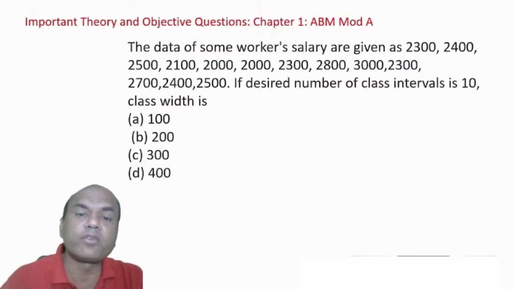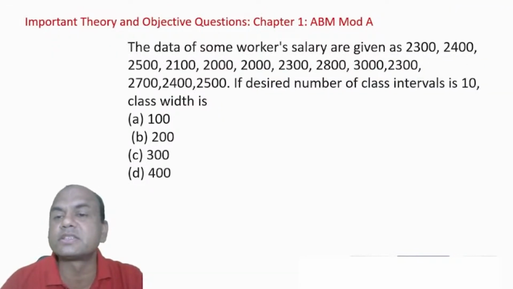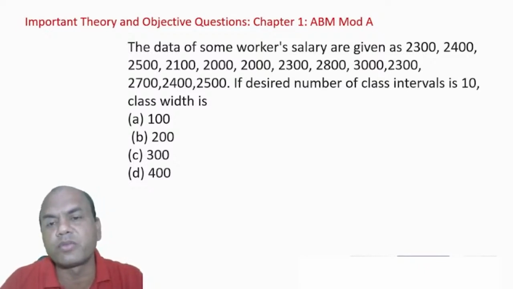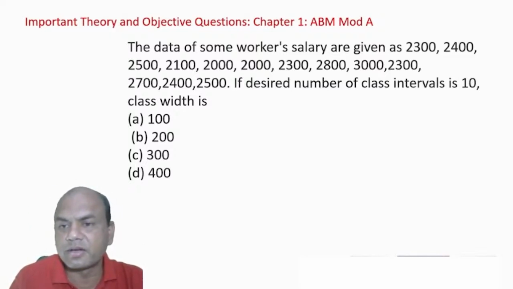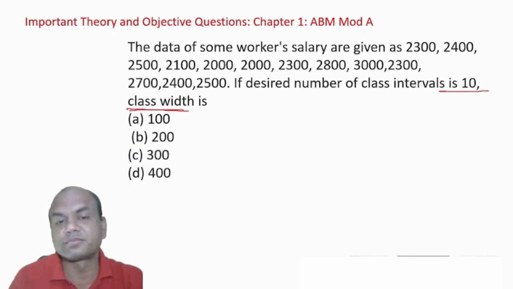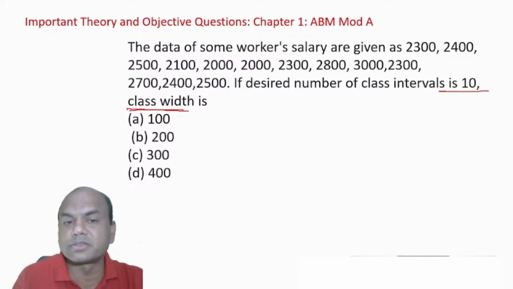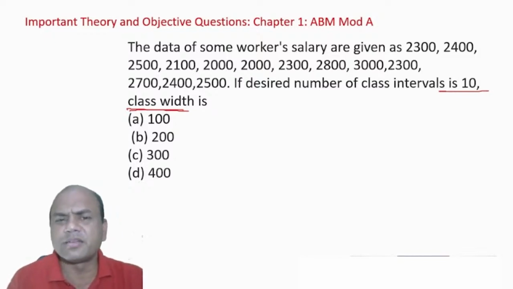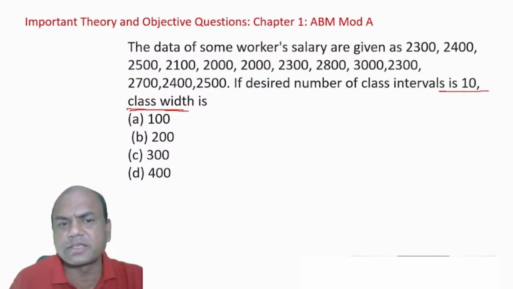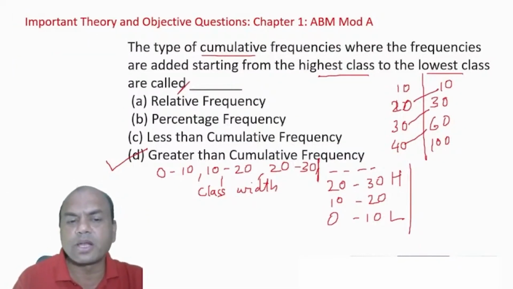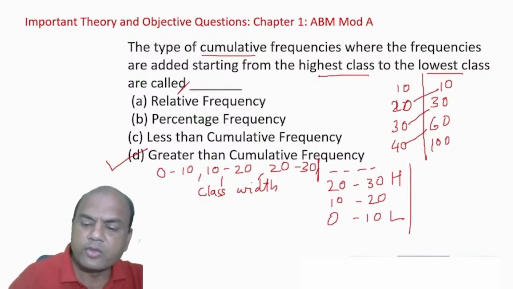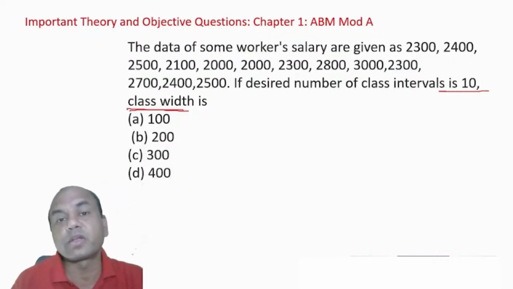Okay. The data of some workers' salary are given as this, 2300, 2400, 2500. You can read this data. If the desired number of class intervals is 10, then the class width is. Now, how to find out the class width? Firstly, remember what the class width is. Class width means, suppose I divide these numbers like 10 to 20, 20 to 30, same one. See this one, 0 to 10, 10 to 20, 20 to 30, same thing. So the same class width you have to find over here. How to find out the class width?